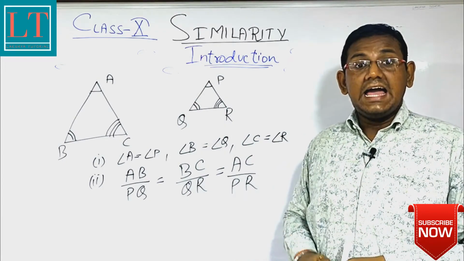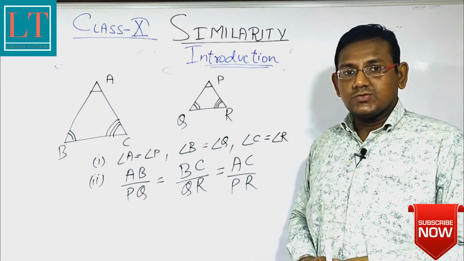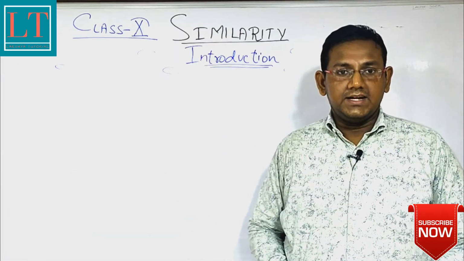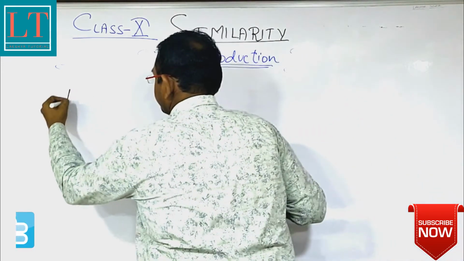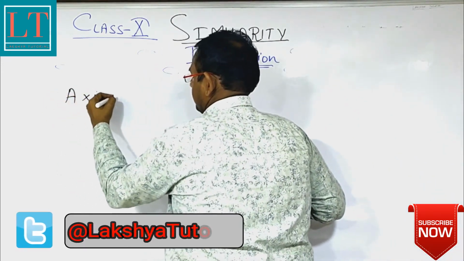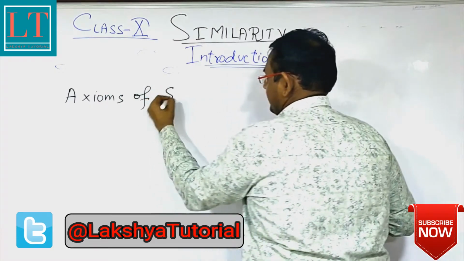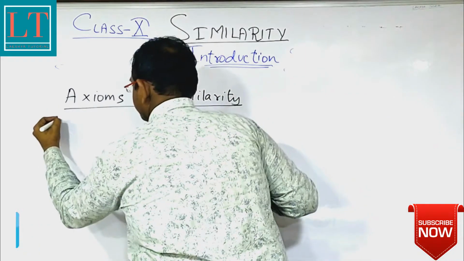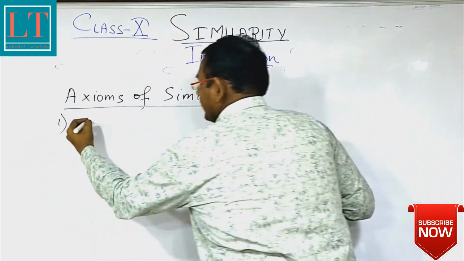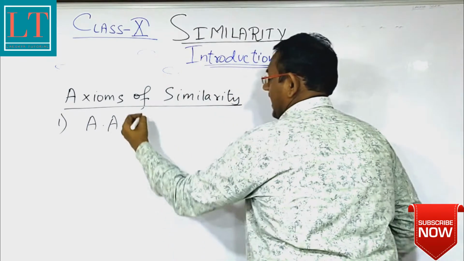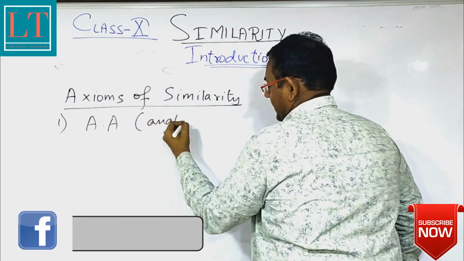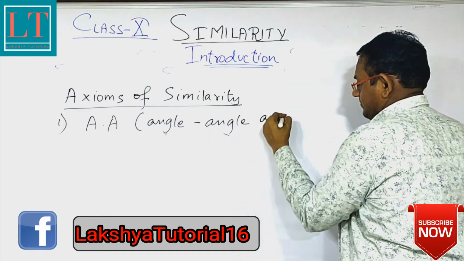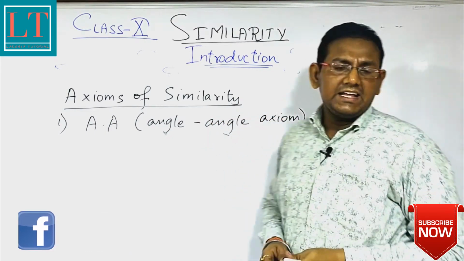Now let us discuss the axioms of similarity. So let us quickly start with that one. The first axiom that we are going to discuss is the angle axiom. Let me write this: angle axiom. So let us understand what is called the angle axiom.